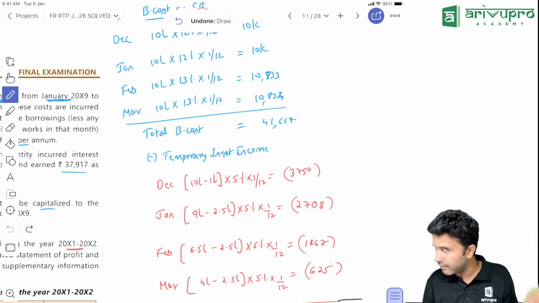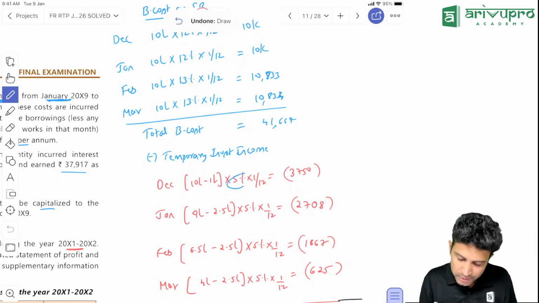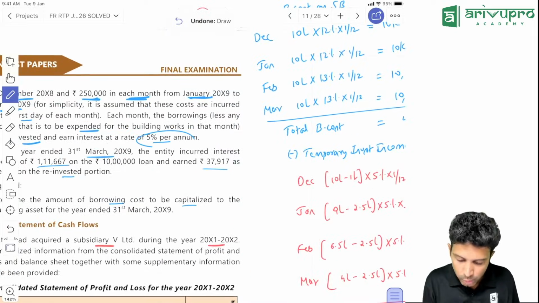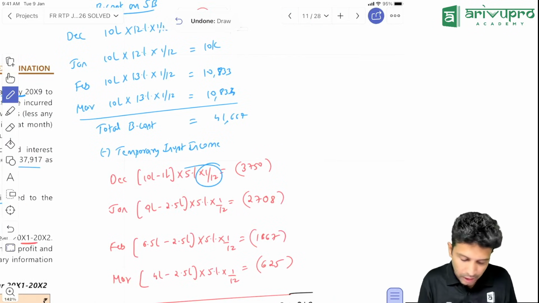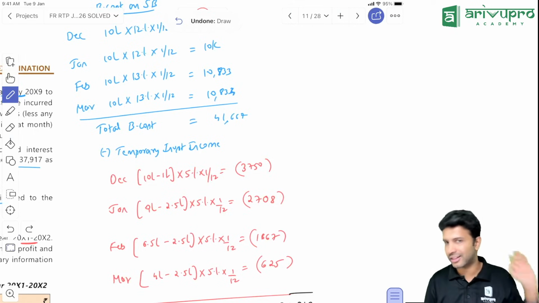So you can invest that money at what rate? 5%. We'll calculate for each month. So 5% is the return for the whole year. They told 5% per annum. So for 1 month, how much? This is your temporary investment income for December, which we need to minus.